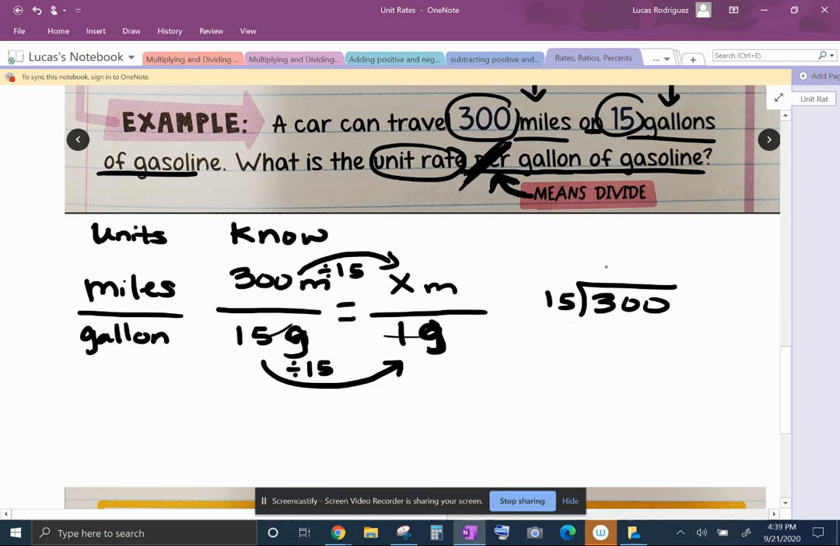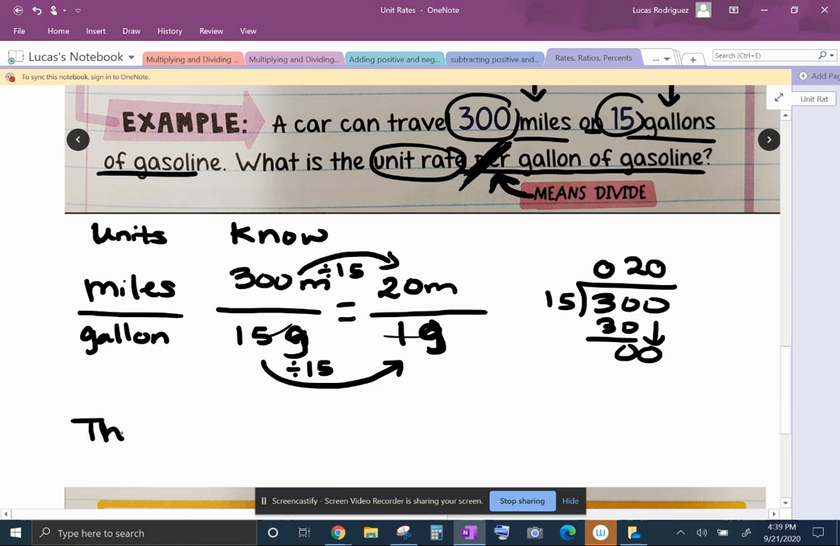And so 15 does not go into 3, but it does go into 30, and that's 2 times. So that's going to be 30 with 0 left over. Bring down the 0, and it goes into 0 times. So this x right here, we'll actually take it out, because the answer is 20. And so when I'm answering the question, what is the unit rate per gallon of gasoline? Notice how this answer turns out.